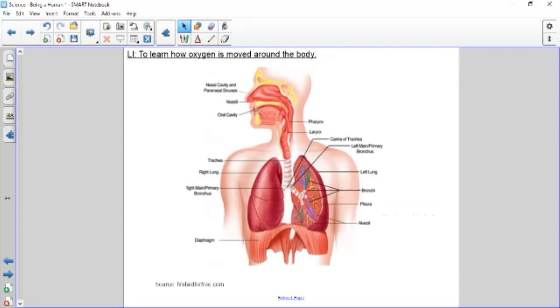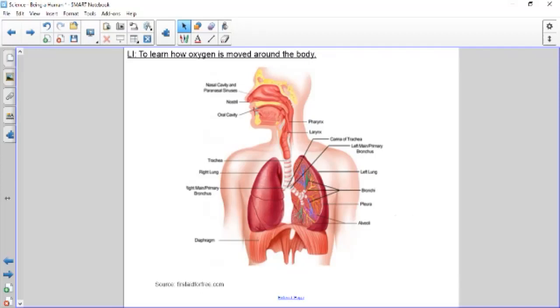I will give you a quick overview of how oxygen is moved around the body, and then we will look at this process in more detail. So look at this diagram. In order to get oxygen out of the air, we need to breathe. This process involves the diaphragm, which is a muscle that aids breathing and is located just below the lungs.